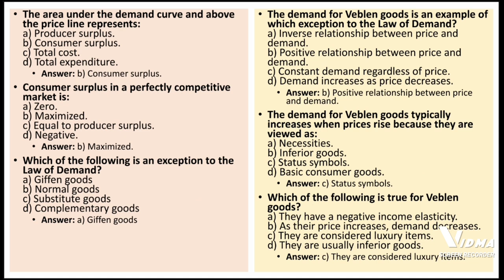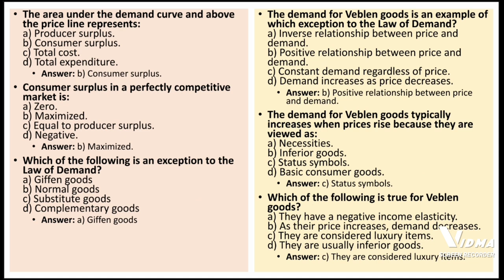Consumer surplus in the perfectly competitive market is: answer is B, maximized. Which of the following is an exception to the law of demand? Answer is A, Giffen goods. The demand for Veblen goods is an example of which exception of the law of demand? Answer is B, positive relationship between price and demand.